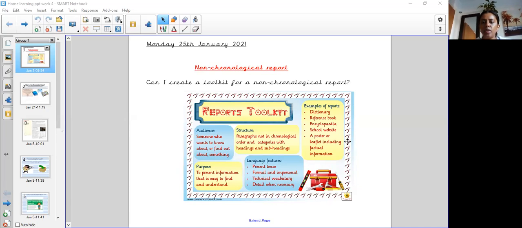Let's just have a quick read of this. It says, Reports Toolkit. We have an audience. An audience is somebody who wants to know or find out about something. We have a purpose, to present information that is easy to find and understand.